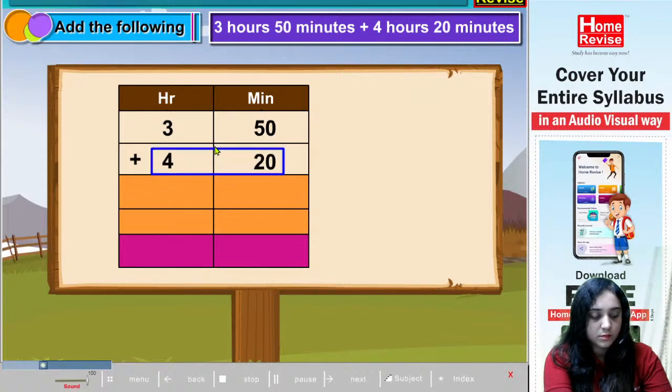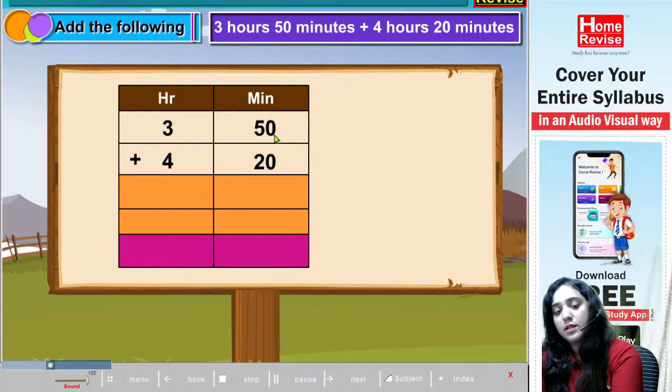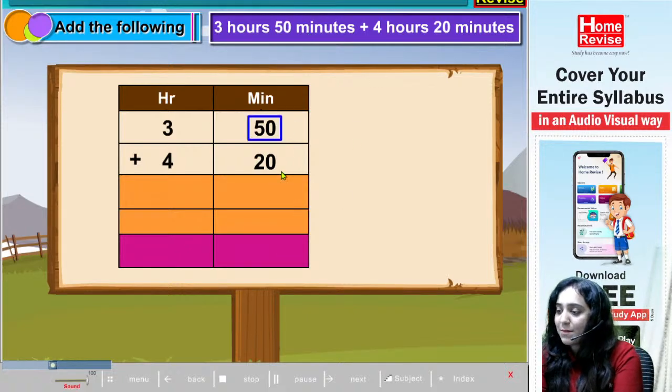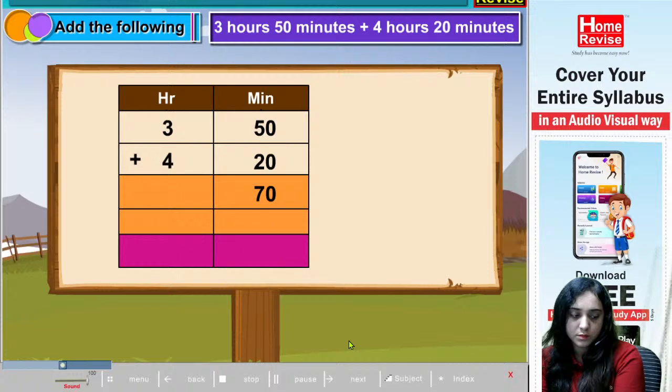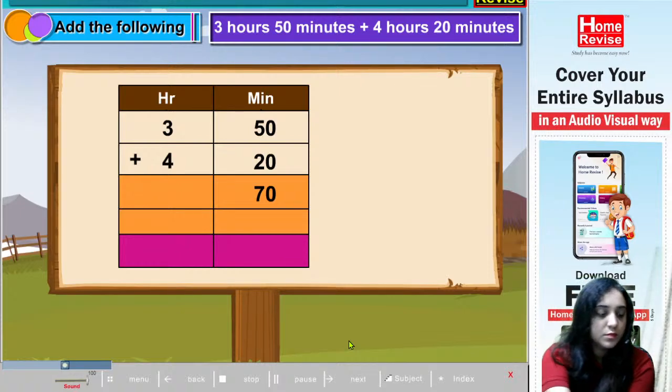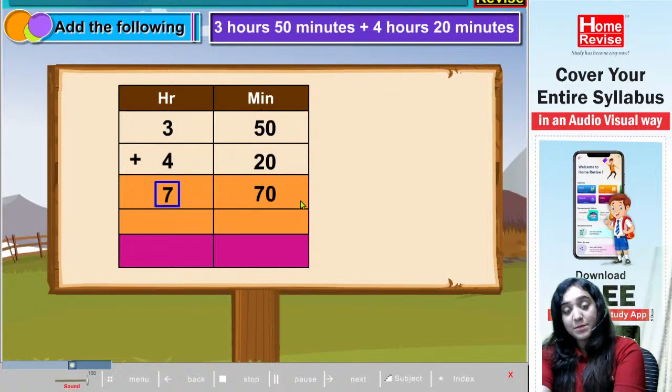Now to add 4 hours 20 minutes to 3 hours 50 minutes, we first look at the minutes column. This is where we add 50 to 20. We get 0 plus 0 as 0, 5 plus 2 as 7. So we get 70 in the minutes column. Now in the hours column, 3 plus 4 is equal to 7. But now we have 70 minutes in the minutes column.